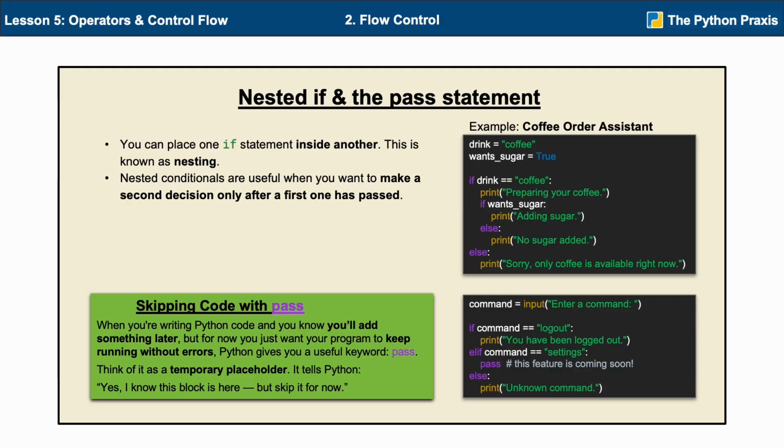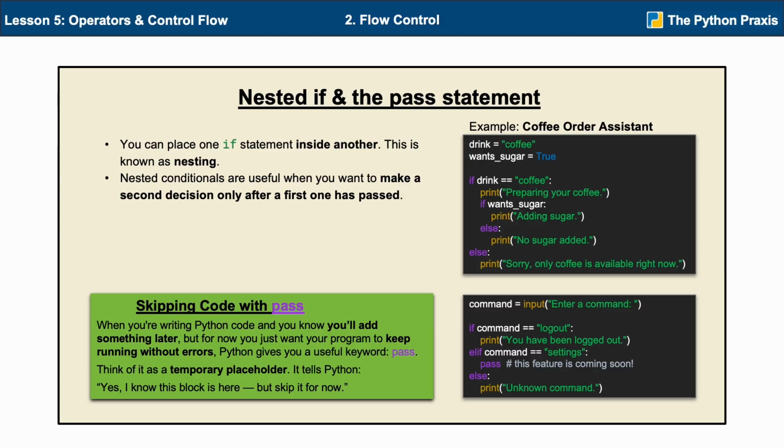Sometimes one decision leads to another. That is when we use nested if conditions. In Python, you can place one if statement inside another. This is known as nesting. Nested conditionals are useful when you want to make a second decision only after a first one has passed.